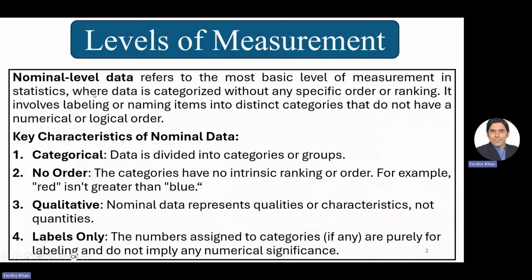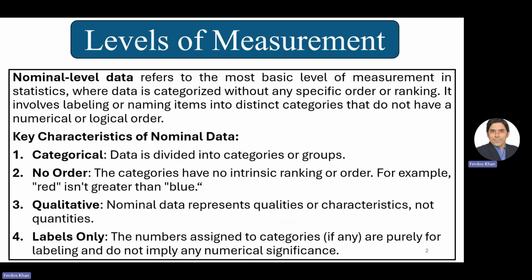The first level of data is nominal level data. It refers to the most basic level of measurement in statistics, where data is categorized without any specific order or ranking. It involves labeling or naming items into distinct categories that do not have a numerical or logical order. So that is quite obvious that in this category we just categorize, name, or label the data with some distinct categories which do not have numerical or logical order.